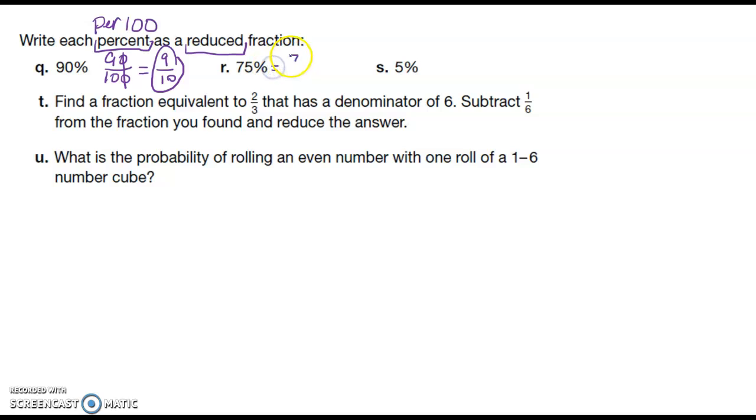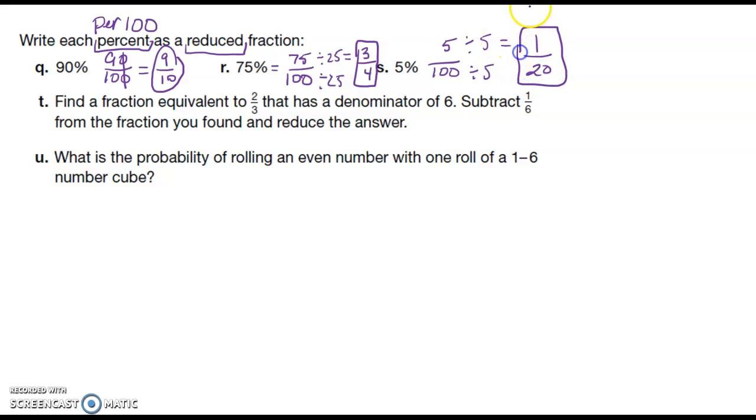So here we have 75 over 100, and what I know is that 25 will go into both of those. So 75 divided by 25 is 3. 100 divided by 25 is 4. And I end up with 3/4 as my final answer. And then S is 5%, which is 5 per 100. Let's go ahead and divide the top and bottom by 5. That's 20. All right, let me change colors here.